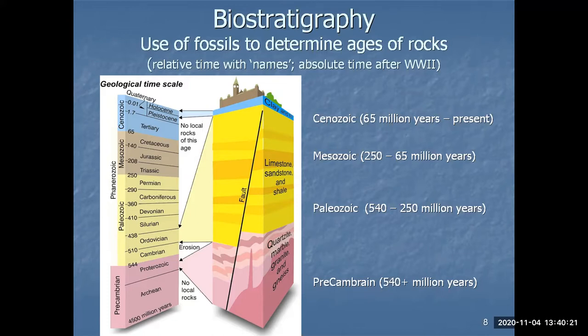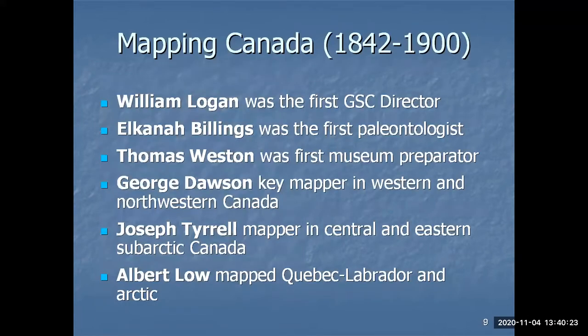So with mapping in Canada in the latter part of the 1800s, these people that I've listed here were critical in the history of the GSC. William Logan was the first director of the GSC. You'll see a lot more of his work. Elkanah Billings was the first paleontologist and the biostratigrapher who devised the biostratigraphic framework for the lower Paleozoic of Eastern Canada. Thomas Weston was the first museum preparator that they hired.